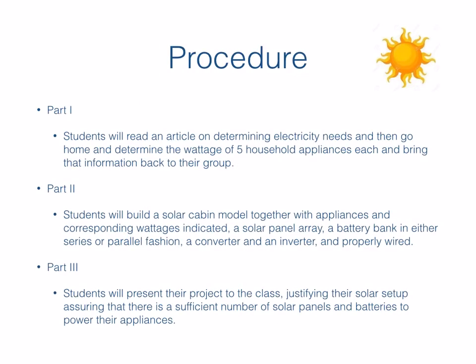Here's the procedure. Part 1, the students will read an article on determining their electricity needs and then determine the wattage of 5 household appliances. Part 2, the students will build a solar cabin model together with appliances and corresponding wattages indicated, a solar panel array, a battery bank in either series or parallel fashion, a converter and an inverter, and everything should be properly wired. And the final part is the oral presentation. They'll present their project to the class, justifying their solar setup, making sure there's enough panels and batteries to power their appliances.